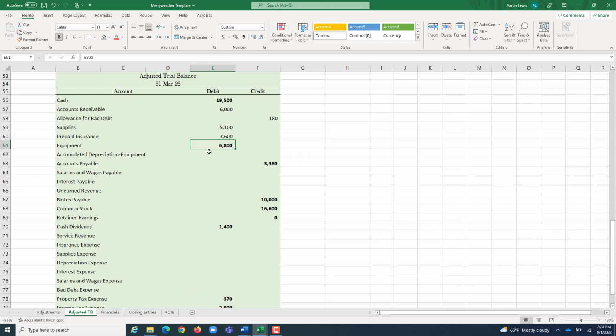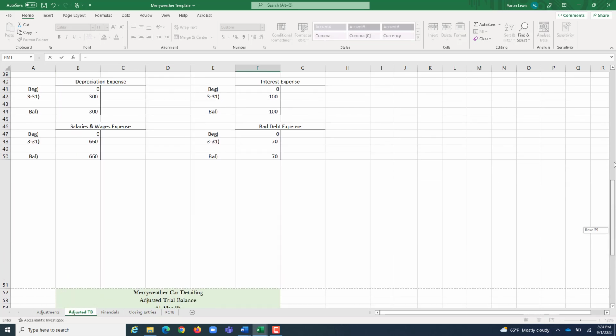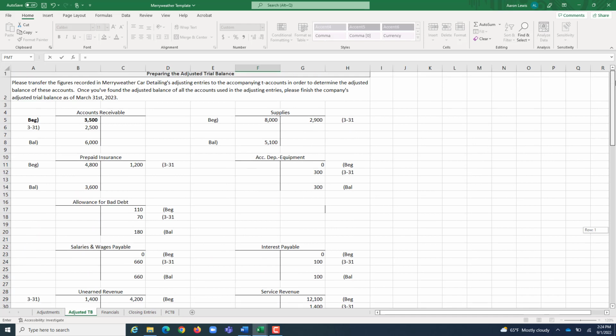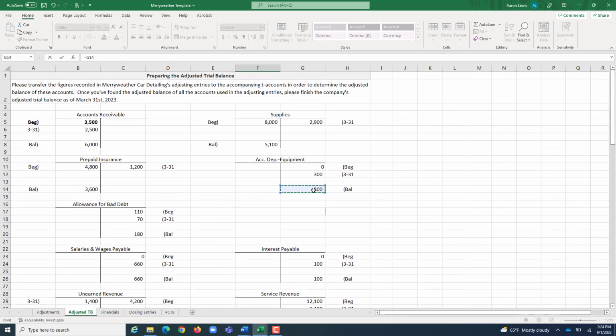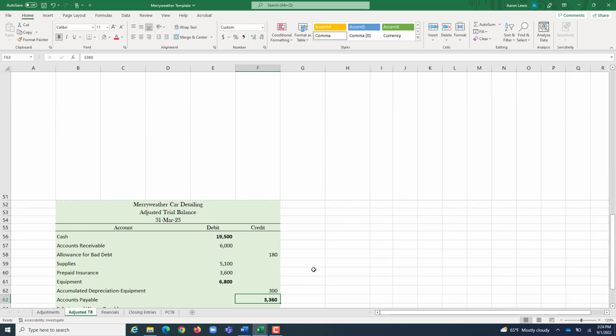We have our balance for equipment, but we need our balance for accumulated depreciation on that equipment, which as a contra asset, just like our allowance for bad debt above, will have a credit balance. So I hit equals. I go up. And I find that our accumulated depreciation of equipment account has a $300 credit balance. I click on it, I hit enter to bring that down into our adjusted trial balance.